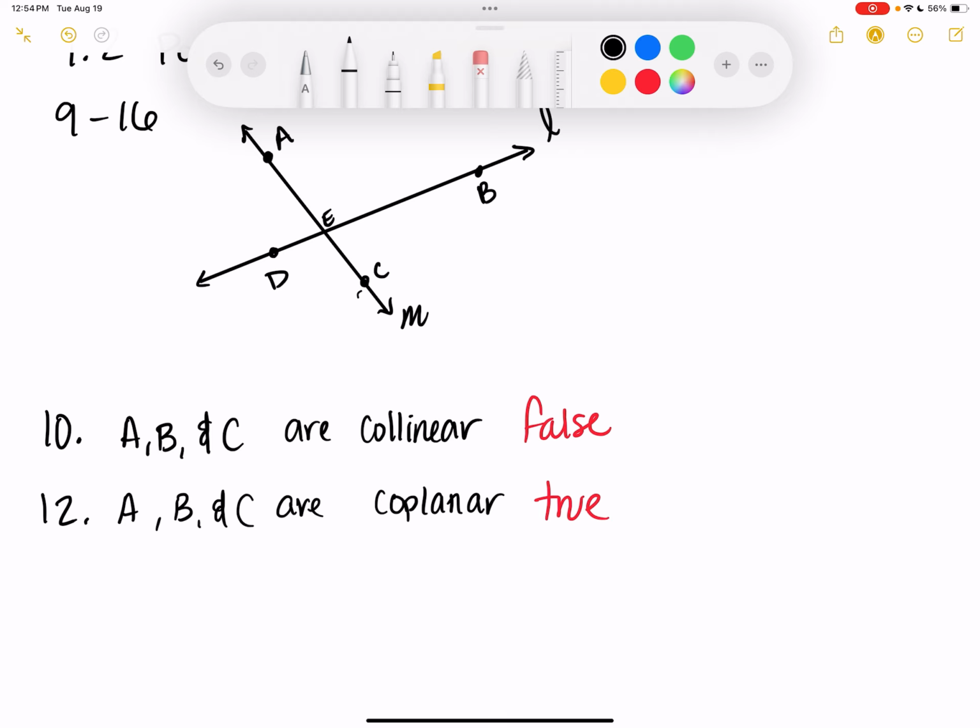All right, 14. D, E, and B are coplanar. Nope, collinear. I lied. Collinear. Are those all on the same line? Yep, so this one would be true.